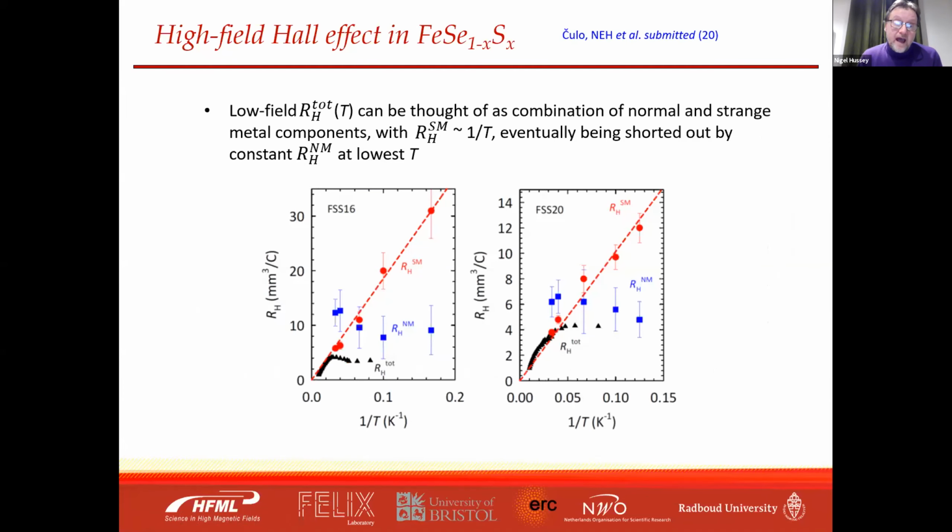So there's an interesting correlation between the two effects. And finally, having got both components, we can look at how they evolve together as a function of temperature. So I'm plotting here RH versus 1 over T. Here is the total as measured value at 16 and 20 values. And you notice that the strange metal component appears to just grow as 1 over T, whereas the normal component is almost constant as a function of temperature. And so what you imagine now is that at high temperatures, this is predominantly dominated by the strange metal component. At low temperatures, it's getting shorted out by the normal component. And obviously, we would like to get somewhere in between here to see how these two things evolve.